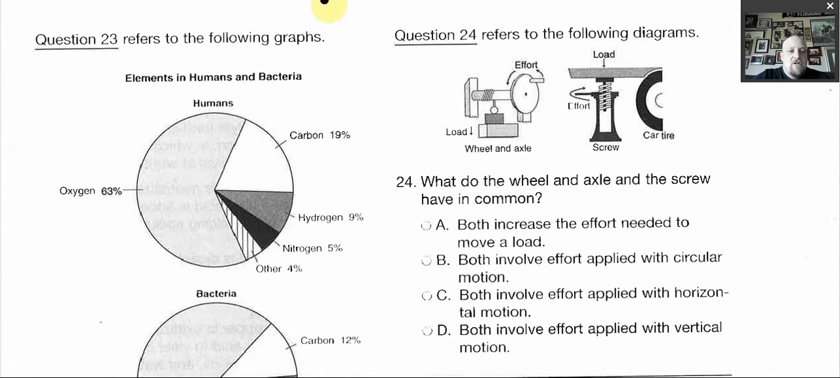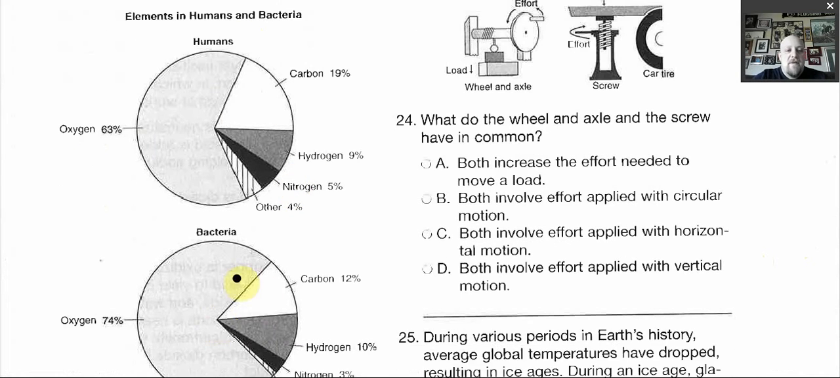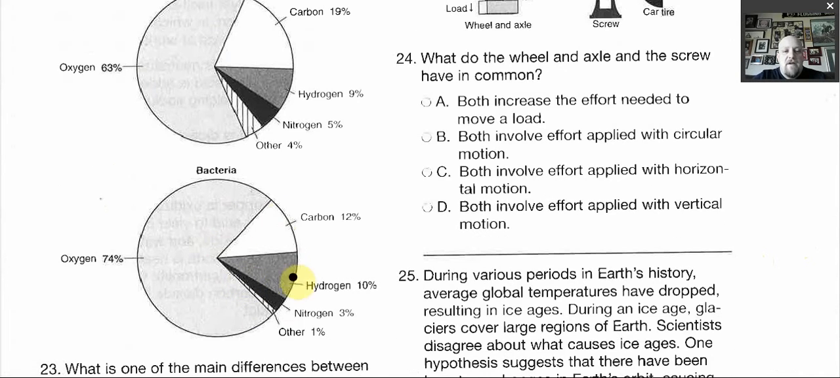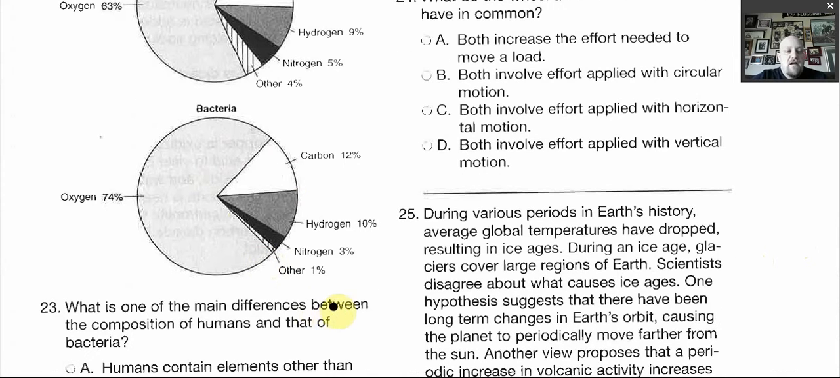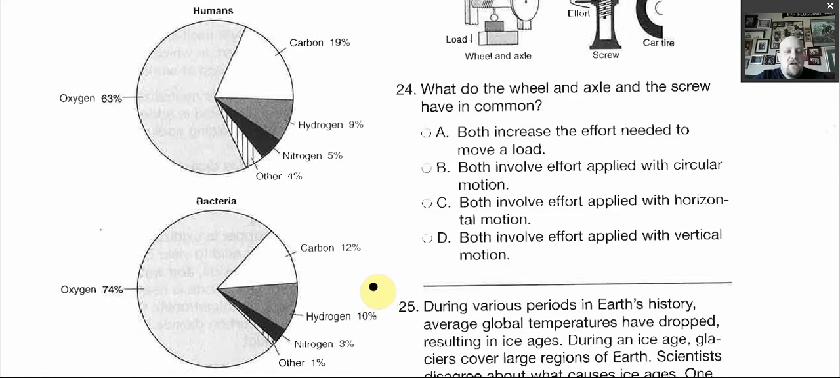So here's a couple more charts: elements in humans and bacteria. Humans, and then a pie chart of what makes us up. Bacteria, a small pie chart of what makes up the bacteria. What is one of the main differences between the composition of humans and that of bacteria? So if you look at this, what are we seeing?